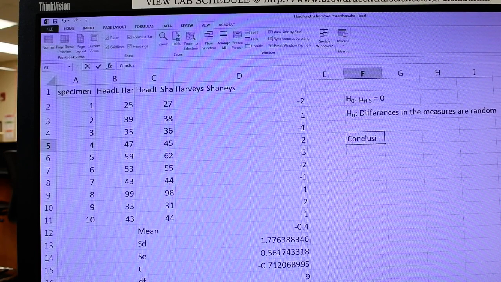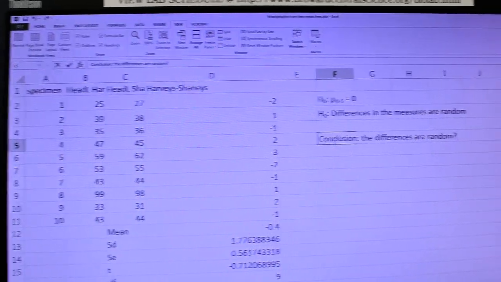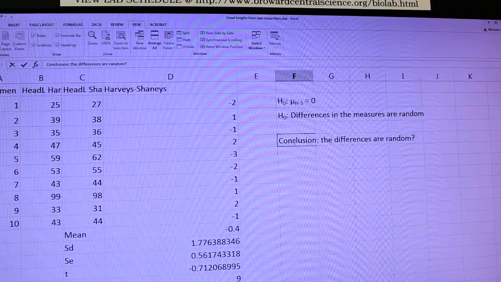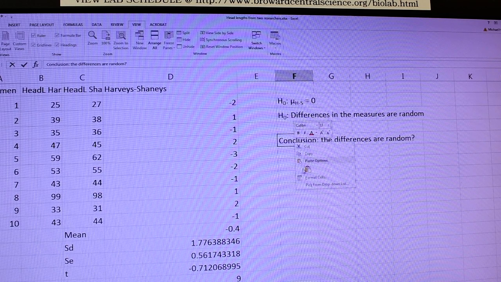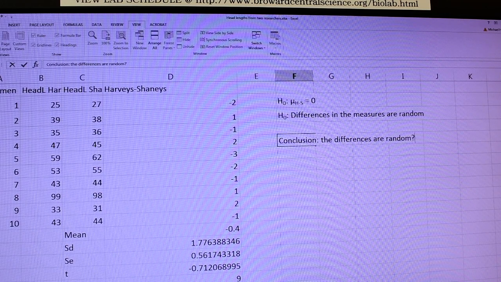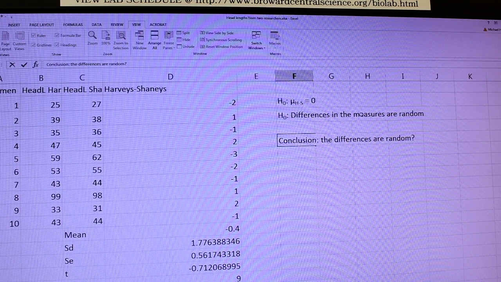Conclusion. Okay, what would you say? Well, should we say the differences are random? Is that what you should say? Definitely not. If you say that, then you are accepting the null, or you are saying that you've proved the null hypothesis. Remember, we can never do that.